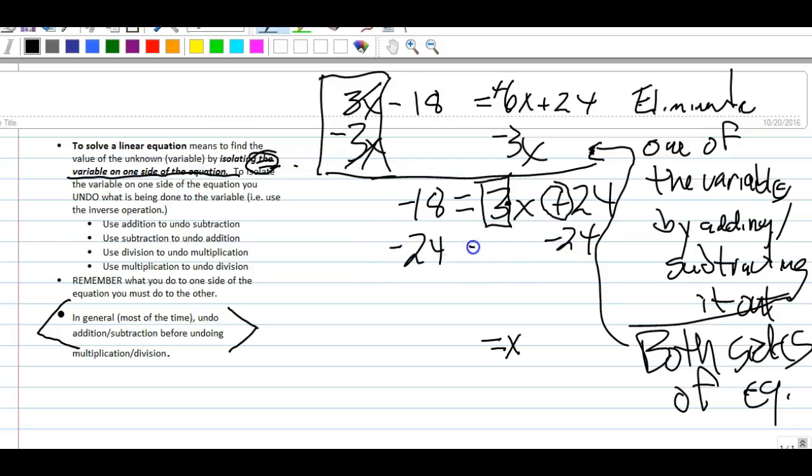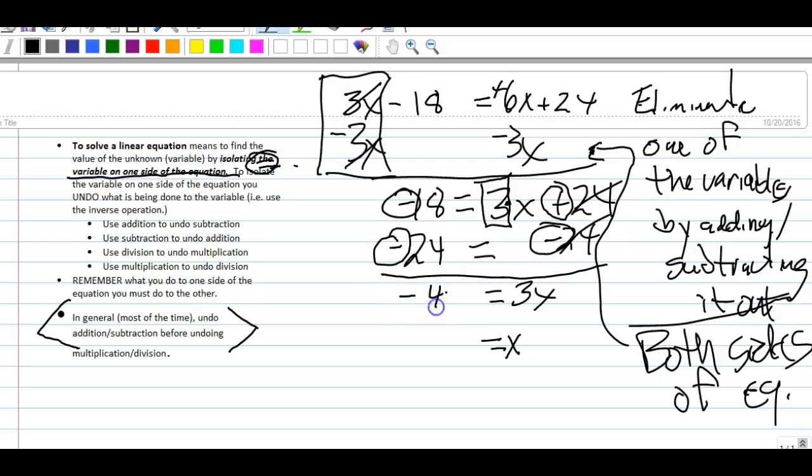And again, this is crucial. Keeping up with your signs, because when I combine these two constants over here, I need to know whether I'm going to add or subtract. The plus 24 and the minus 24 will do each other in, and that will give you 3x is equal to, since the signs here are alike, I add and attach the common sign. So that gives me 3x is equal to a negative 42.